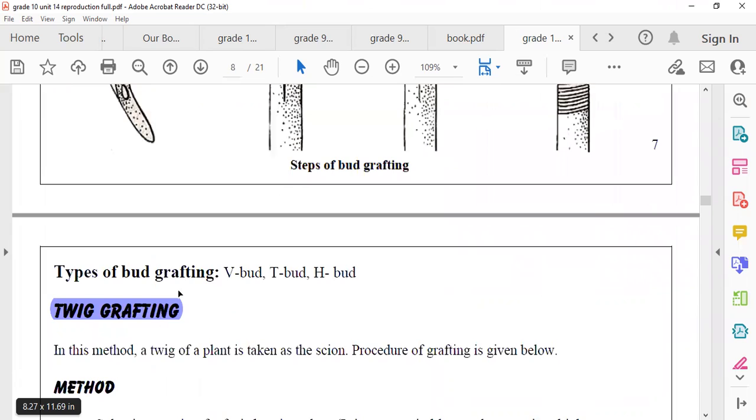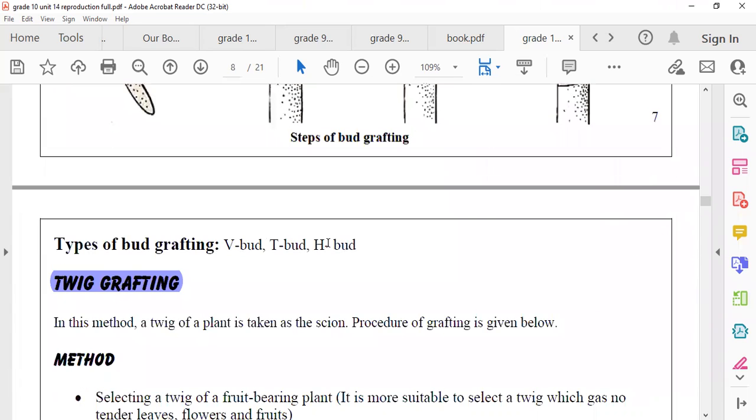And thereafter, depending on the way you cut the bark of the stalk, different names can be given. One can be called V bud, another one T bud, another one H bud. Various different types of buds are there, depending on the shape of the way you cut it.